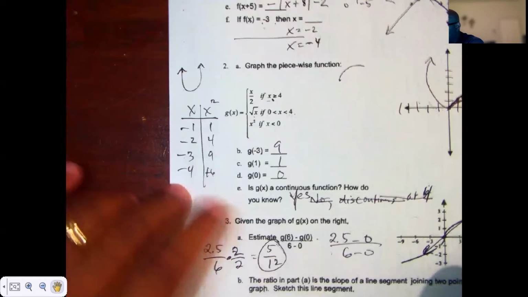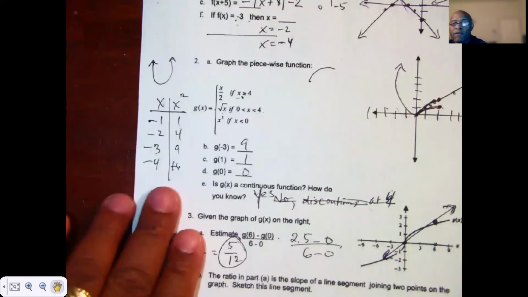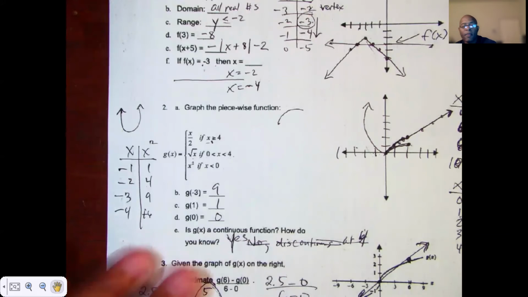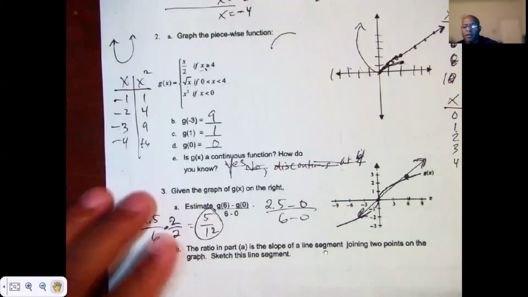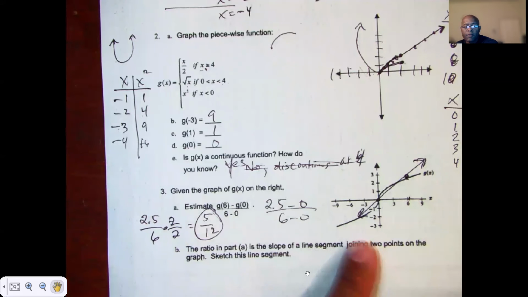Okay, I'm going to stop right there, guys. If you have a question, reach out to me. That should have cleared up that problem, because there's your graph right there. They want you to sketch the line segment.